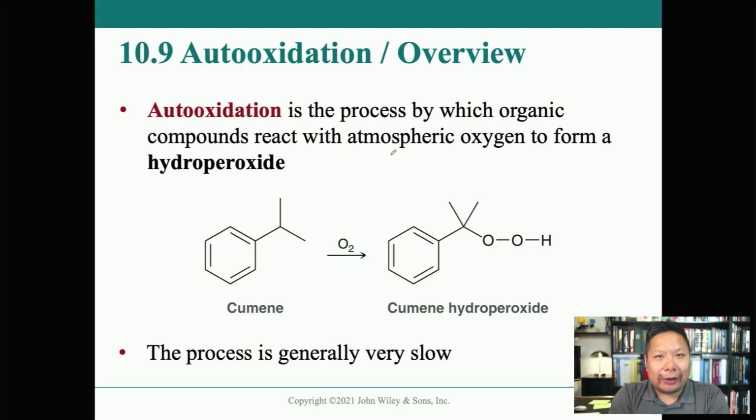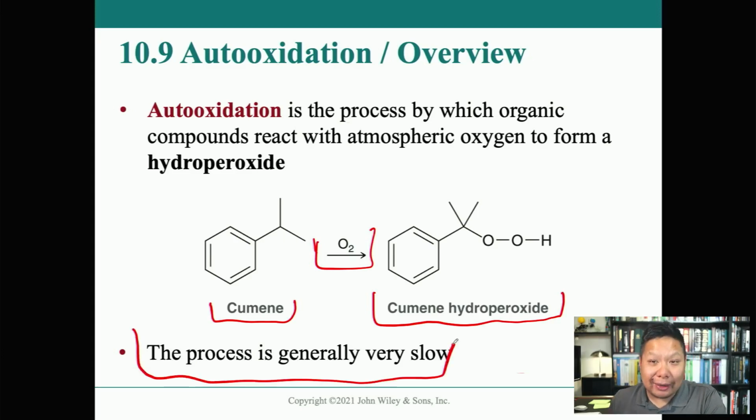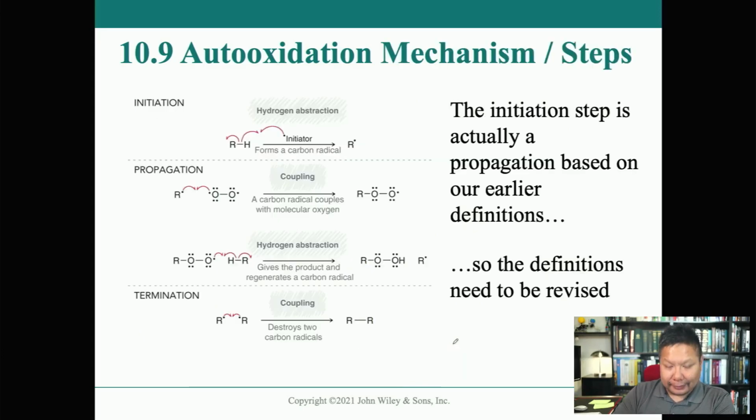Okay? So auto-oxidation is a process by which organic compounds react with atmospheric oxygen to form hydroperoxide, right? Here we have cumene with some atmospheric molecular oxygen, and then you get cumene hydroperoxide. This process is generally very slow. That's why it takes so long for your oil to actually get rancid. But this isn't oil. I'm just saying that's what I'm talking about with oil. Okay?